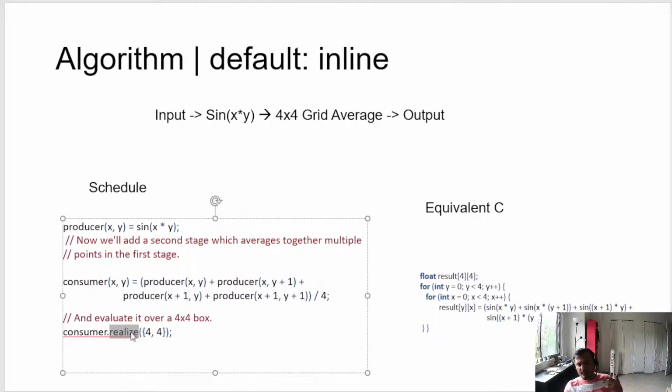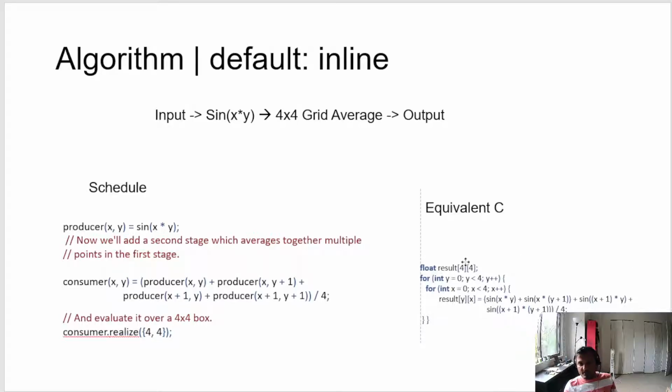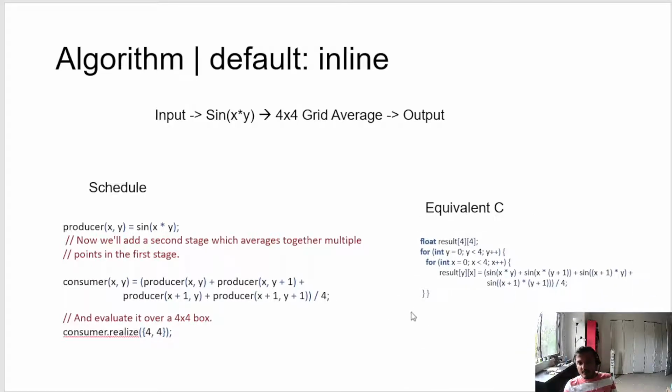And then finally, you call realize to JIT compile the code that tells it to do it over a 4x4 box. The equivalent C code looks the following, let me just bring it up. I loop over both the for loops, and then I directly compute the result, because remember, everything is inlined. So directly compute the average of the signs of the four values: sign 1, sign 2, sign 3, sign 4, and the average. Because this is completely inlined.